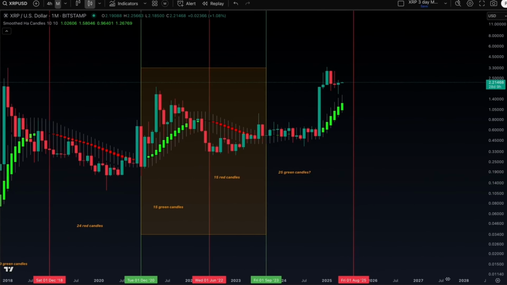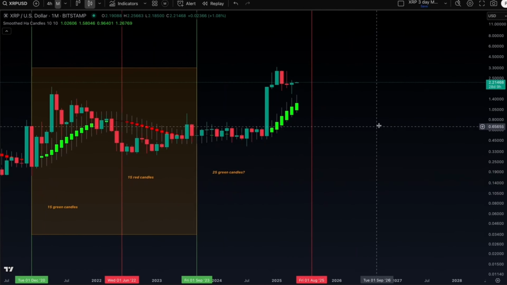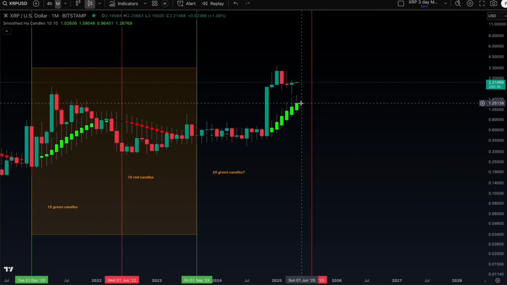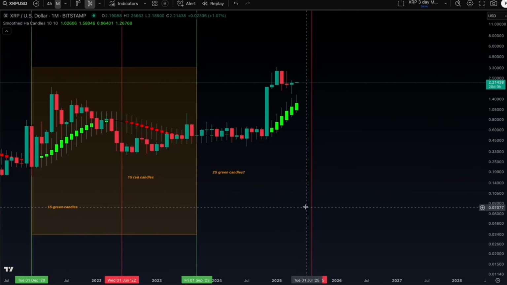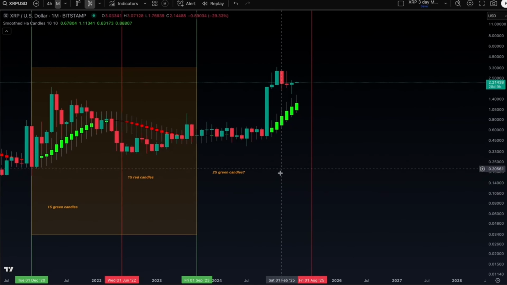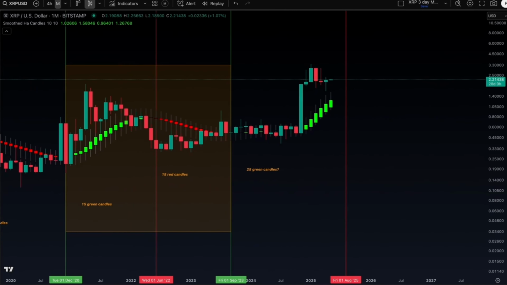It's very clear to me, and I don't think there's any debate here, that we have long wicks to the upside. What this tells us is that this is a very powerful move. It is not a weak move. It is a move backed by strength, backed by true strength. And that might imply that we are still going to see higher prices.